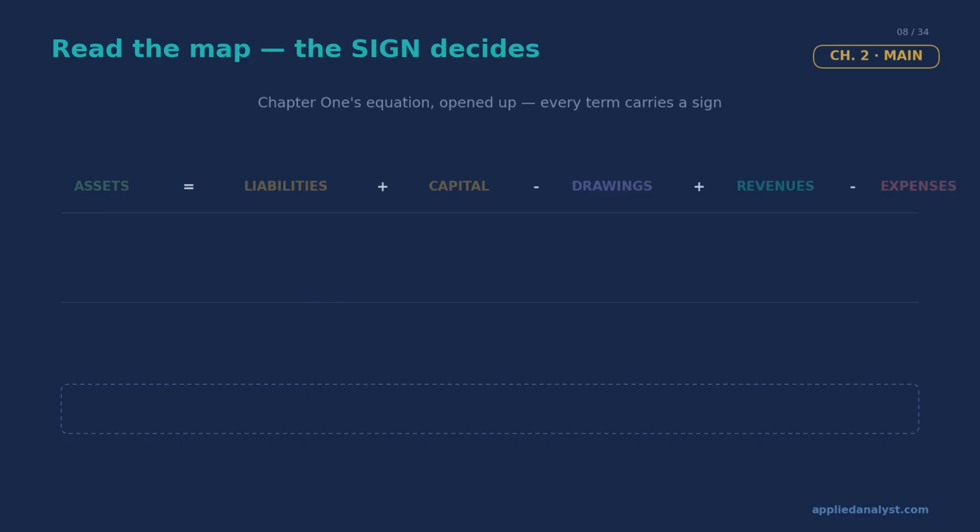Start on the far left with assets, the piece you already own. Assets sit on the left of the equal sign, so assets grow on the left, the debit side.